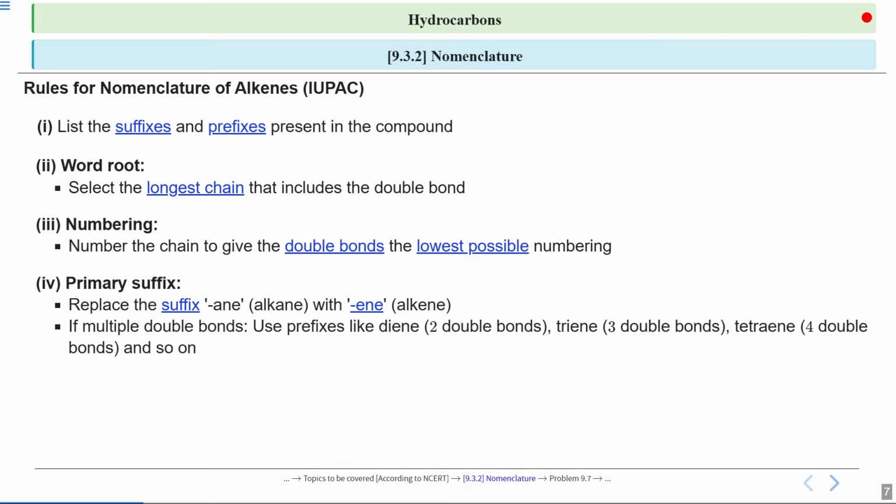So if there are 2 double bonds, then it is diene. If there are 3 double bonds, it is triene. If there are 4 double bonds, it is tetraene, and so on. Next, we have to indicate the position of the double bond in this primary suffix also. So 2 things are there, I would say. First of all, you have to see whether a double bond is present or not. If it is present, use the suffix ene, and that suffix will also contain the position of the double bond. How it is written, we will see with the help of a proper example.